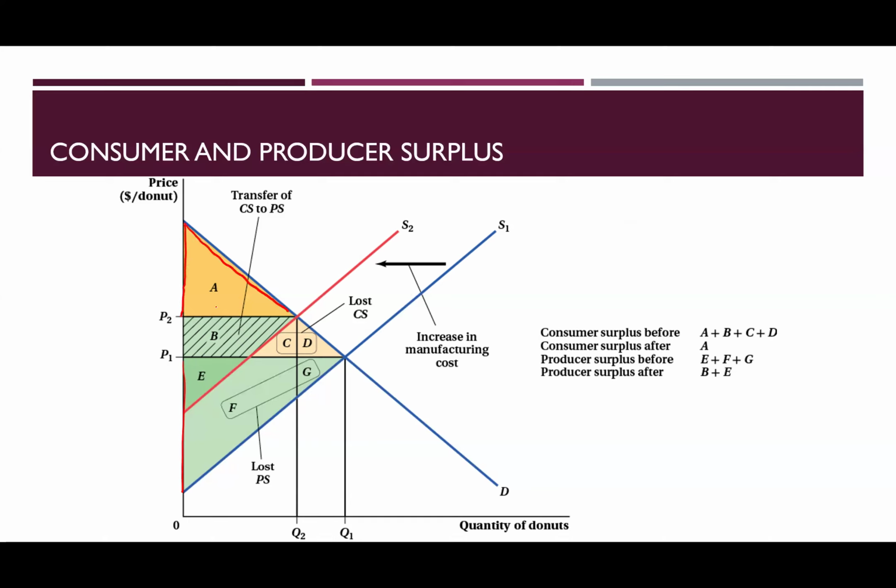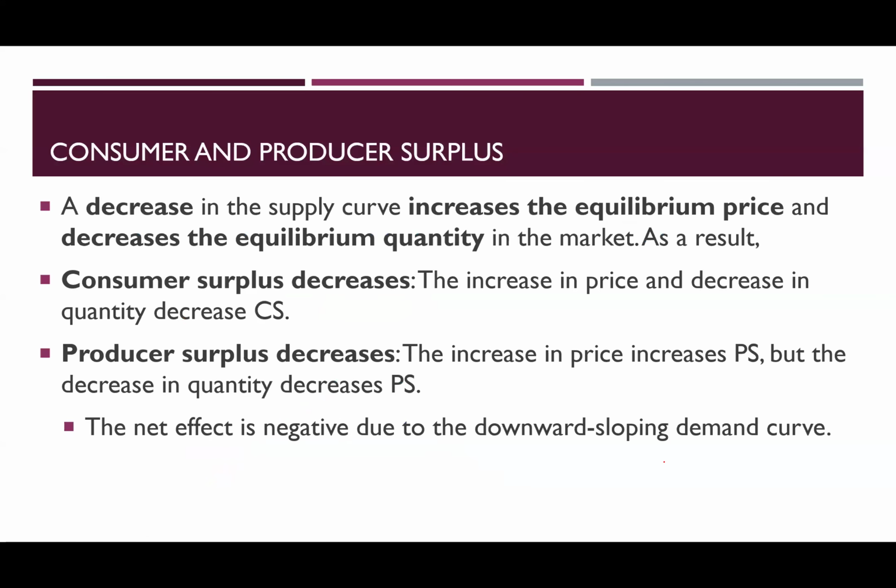Now, as supply shifts, consumer surplus falls to area A. So we've lost areas C, D, and B from consumer surplus. This B has been transferred to producers, and producers have lost just areas F and G. Okay, so with that change in supply, we've had an increase in the price, which has transferred some consumer surplus to producers.